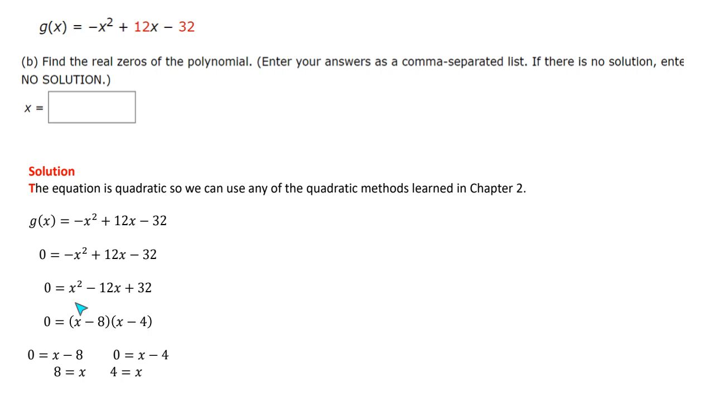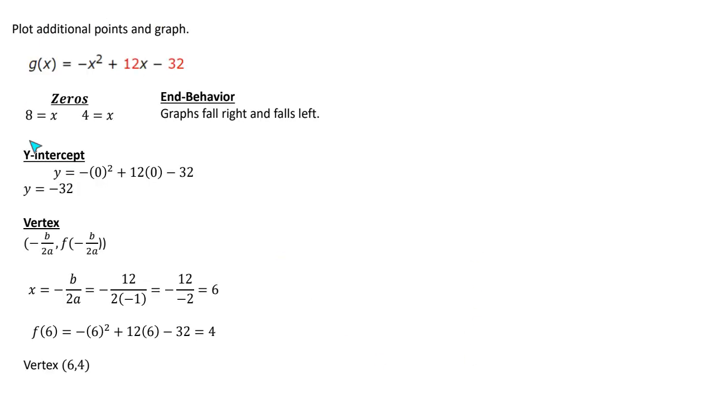Here, 32 can be found by multiplying 8 times 4, and we need the 12 to be negative. So we're going to have negative 8 and negative 4 together to give us negative 12. Once we have our two factors, we set each factor equal to 0. Our first zero is x equals 8, and our second zero is x equals 4. Now we have the behavior and the zeros. The next thing we can do is find the y-intercept. To find the y-intercept, we let x equal 0, and we end up with negative 32.